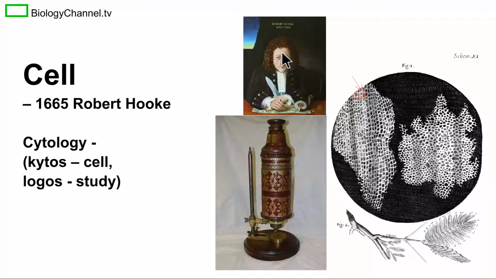Today, Robert Hooke is seen as a father of cytology, or in other words, cell biology. The origin of this word is Greek. Kytos means cell and logos means study. However, while Hooke was watching the cells, he didn't realize that he himself was composed of cells.